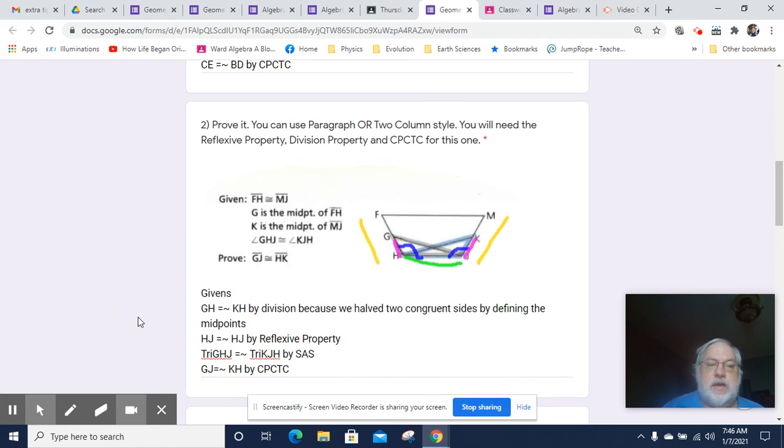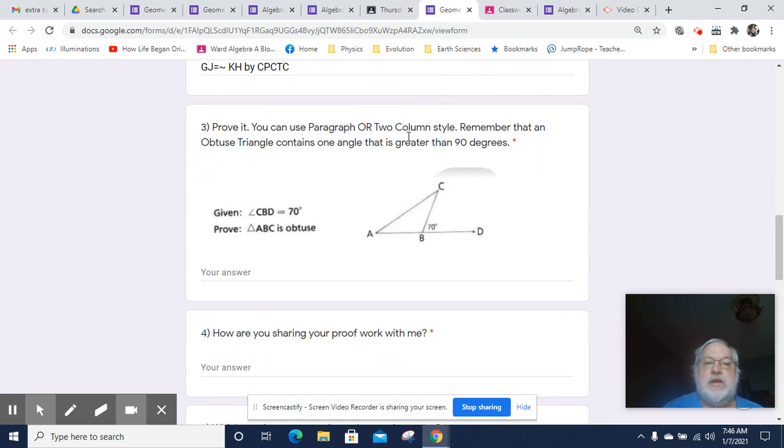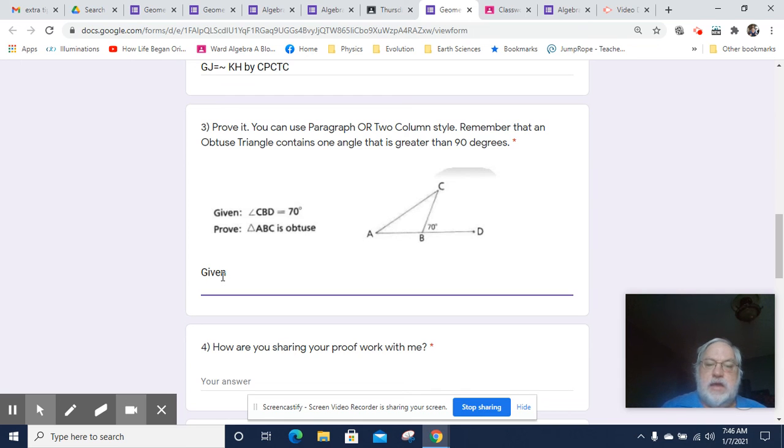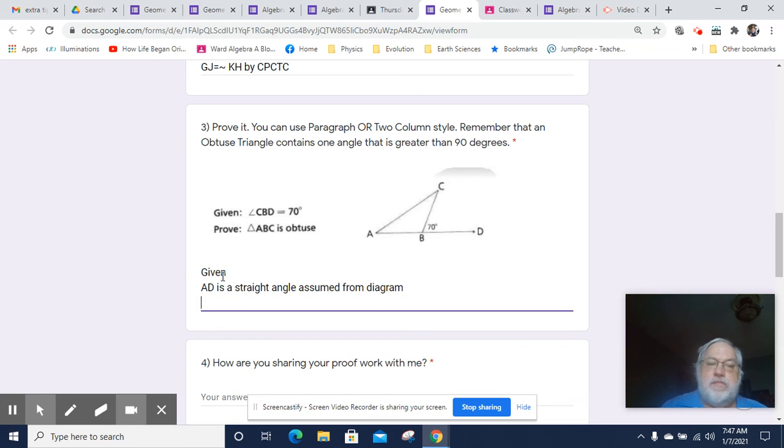Okay, there's one more proof in here, and you need to know that an obtuse triangle has an angle that is greater than 90 degrees. So we know this angle is 70 degrees. So we have a given, okay, after the given that's 70 degrees, we can say that AD is a straight angle, assumed from diagram, because that's something we can assume. And therefore, we can say that angle ABC is supplementary to angle DBC, by definition of supplementary.